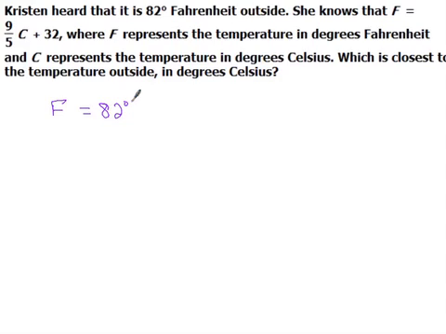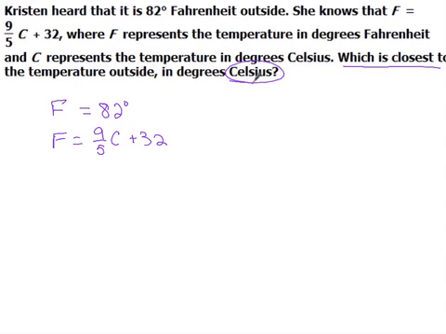Well, they just gave you a whole entire equation right there, so let's just copy it down. F is equal to 9/5 C plus 32. And I come down here, and they're trying to say, what is closest to the temperature outside in degrees Celsius? So I'm really trying to find the Celsius degrees here. I look at this system of equations, and what would be the easiest way to solve this one?